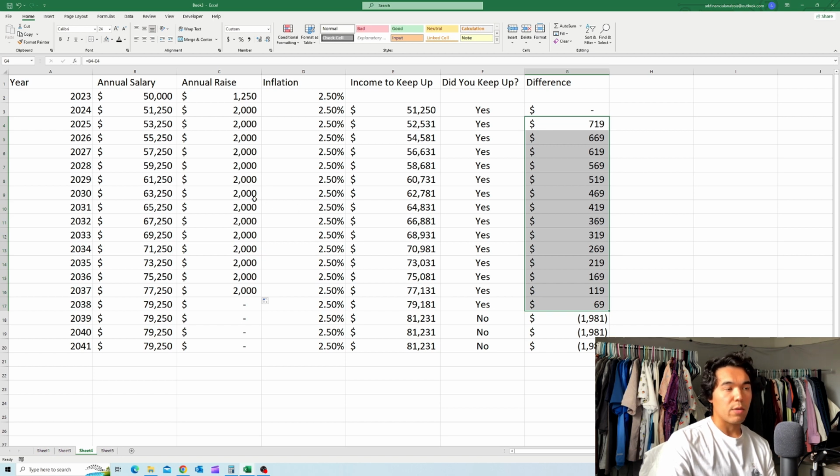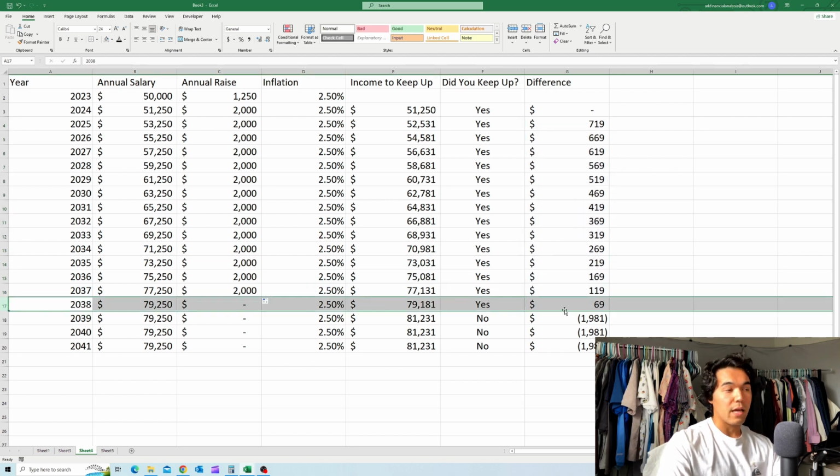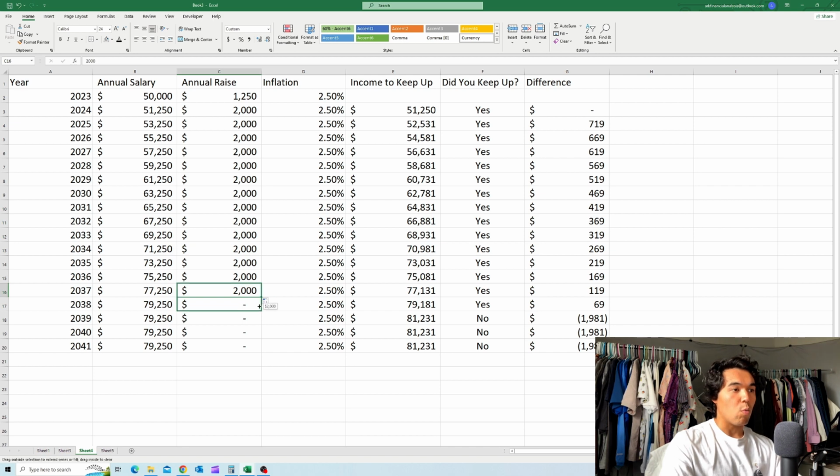Because we're looking and we're saying, well, he's getting $2,000 added to his salary every single year without question. Yet the difference is going down. And what this means is that slowly but surely the inflation rate is going to catch up with him. So at the end here, this wasn't planned, by the way, but it just so happens that in 2038, he beat it, yes, but by only $69. So let's see if we go one more year. Okay, perfect.